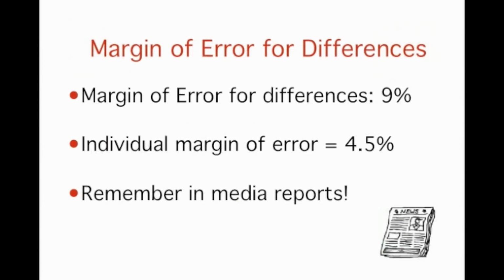The margin of error for differences is 9%, which is twice the margin of error for the individual percent, which is 4.5%. When the choices are dichotomous, like in our example, the margin of error for the difference is always double that for the individual. Keep this in mind when you hear reports in the media, since they often interpret the individual margin of error as if it were the margin of error for differences.